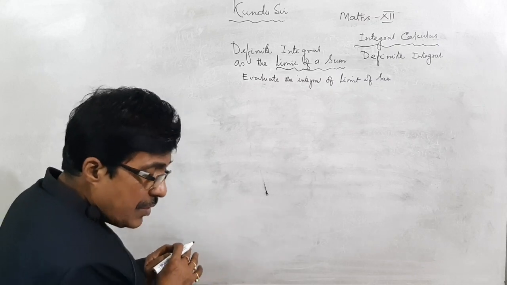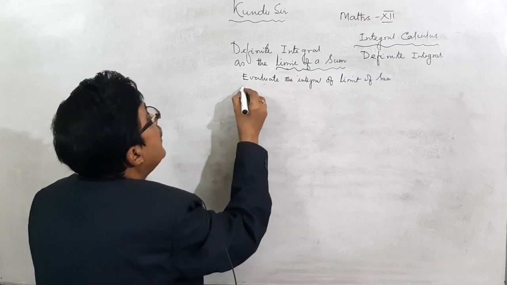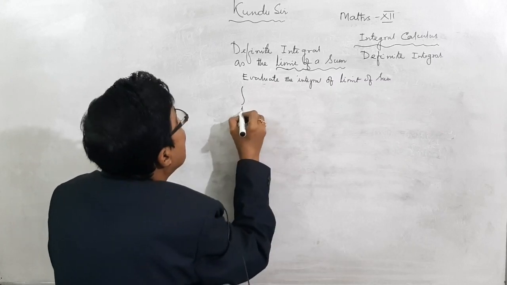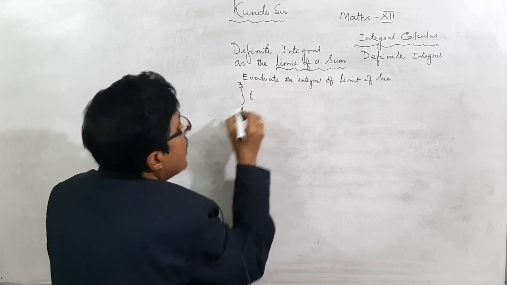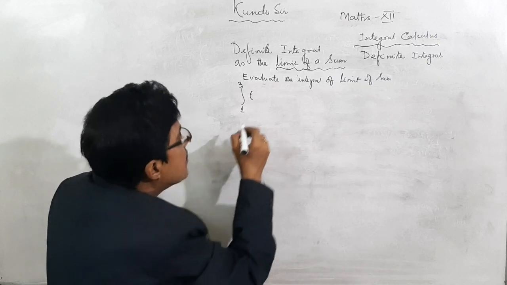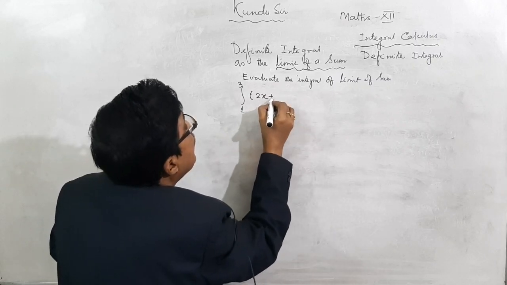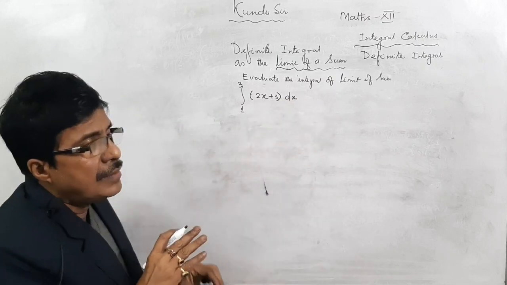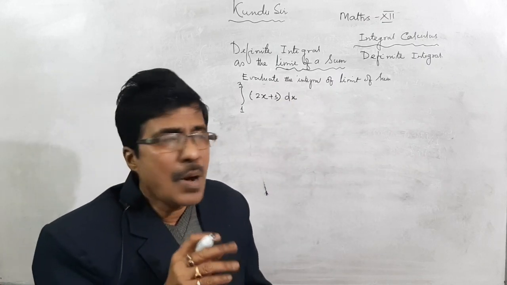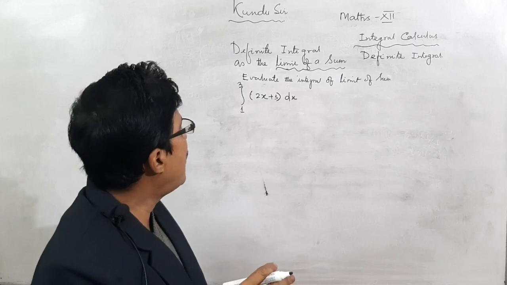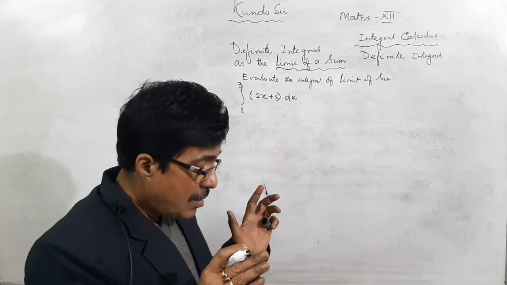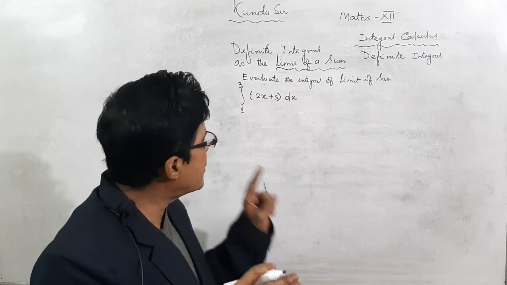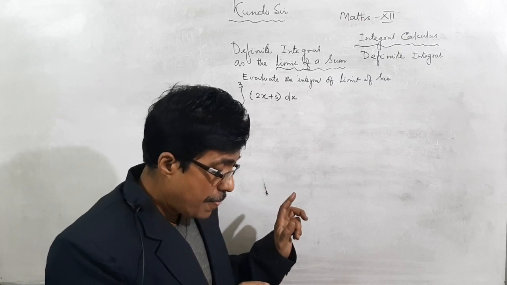This problem is given in the interval 1 to 3, then 2x plus 3 into dx. Then the interval is 1 to 3, and the function is 2x plus 3 into dx.